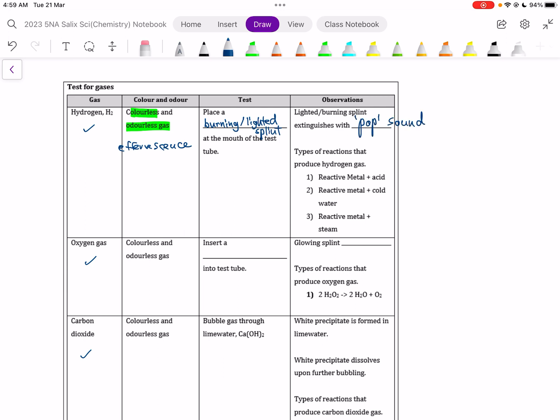Usually for reactions that give hydrogen gas, you should be quite familiar: acid with metal, metal with cold water, and metal with steam. Metal and steam actually gives you metal oxide plus hydrogen, but metal with cold water is different. They will give you metal hydroxide plus hydrogen.